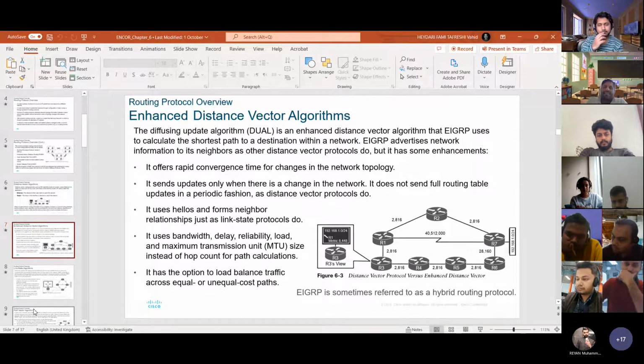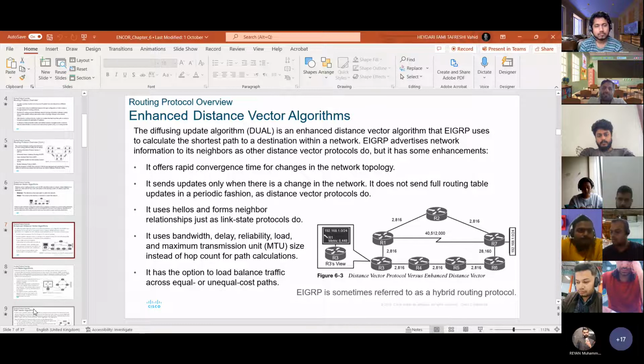We previously said EIGRP is categorized in the distance vector routing protocols. That's correct, but to be more precise, EIGRP, unlike RIP, is categorized as an enhanced distance vector routing protocol. What we mean by enhanced, we will see shortly, but for now, one thing that you need to consider is what we know as convergence time. I think I have defined this previously in your lectures.